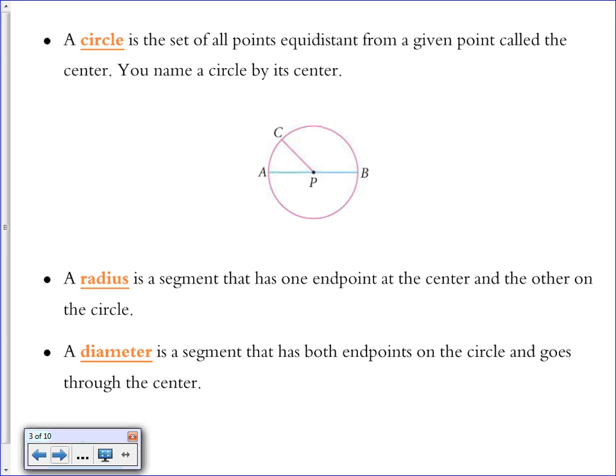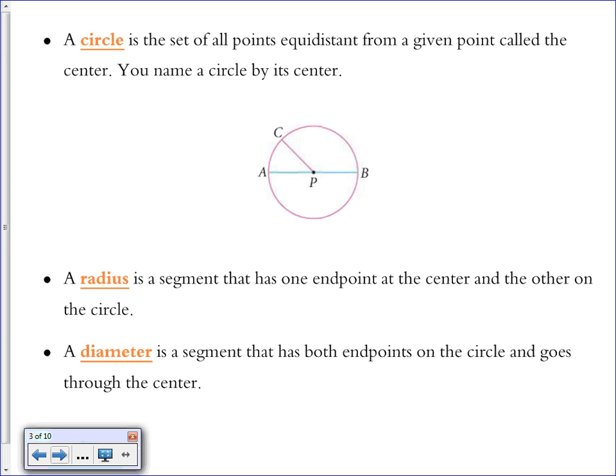There's two more definitions underneath the circle. A radius is a segment that has one endpoint at the center and the other on the circle. So like in this picture, a radius would be PC. There's also two more radii drawn, PB and PA. So any segment that goes from the center to the outside of the circle is called a radius of that circle. And they're all the same length because that's the definition of a circle. Like the radius would be the same length all the way around.